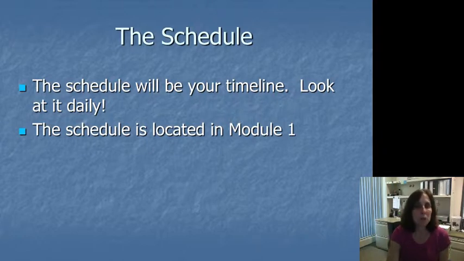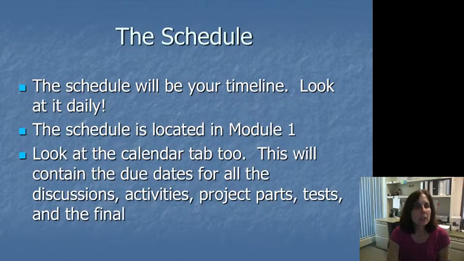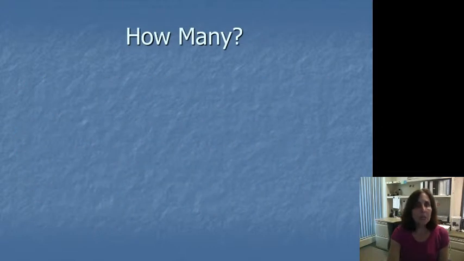You'll just click on Module 1. It tells all the activities we're doing, when all the tests are, etc. So just keep looking at it. And look at the calendar tab too, because I'll have the due dates in the calendar for activities and discussion, projects, and the final.